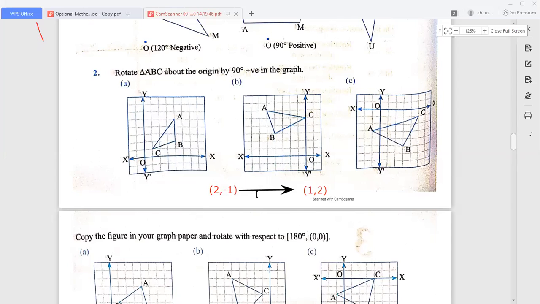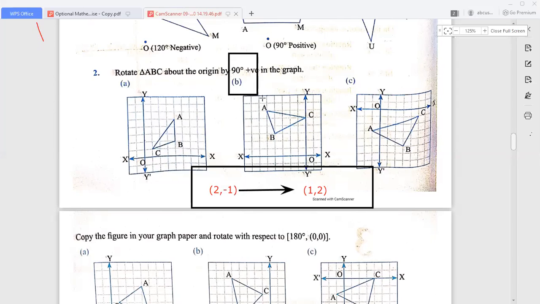Okay, this is the rule of 90-degree positive. Do you all understand the rule? Yes, sir. Okay, this is the rule for the 90-degree positive direction.